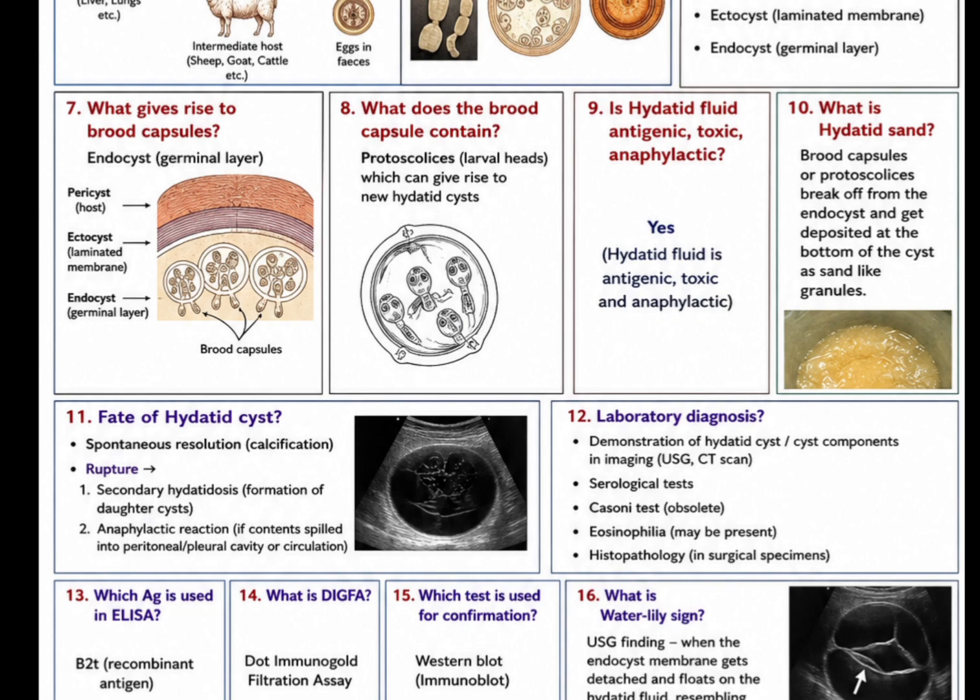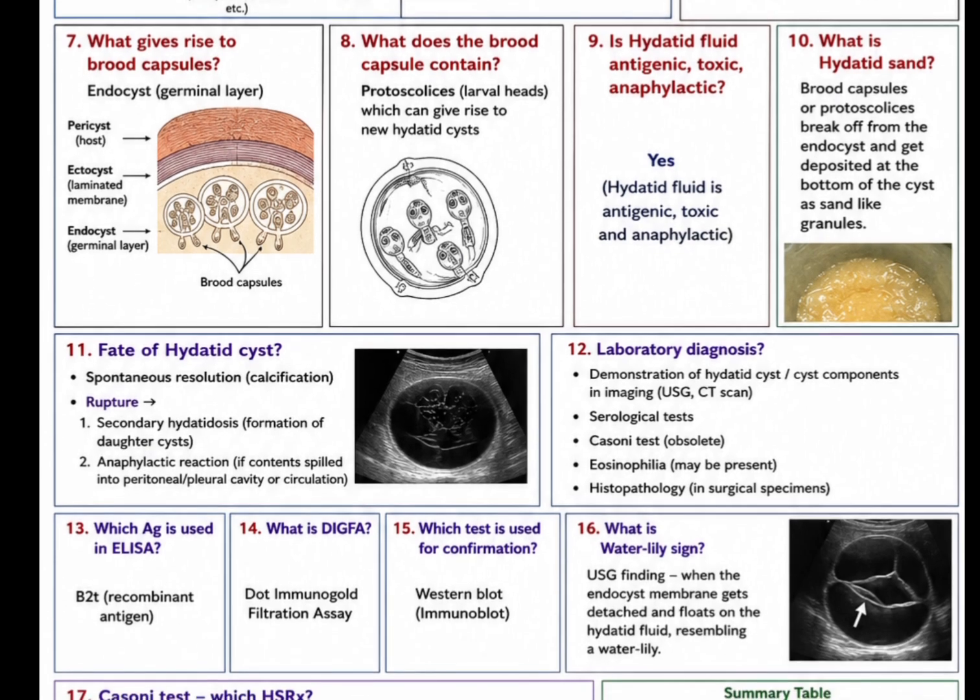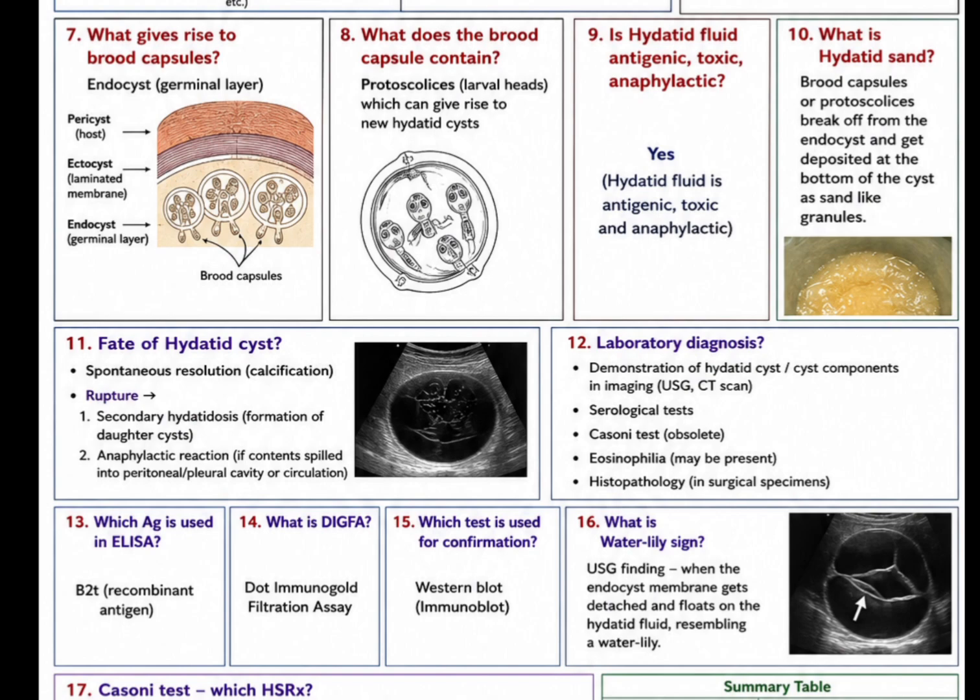Now there is another question, that is what is water lily sign? That is question number 16. It is found in the USG. The membranes may be detached and floating within a cyst cavity. When these membranes get detached and float in the hydatid fluid, resembling a water lily, that is water lily sign.